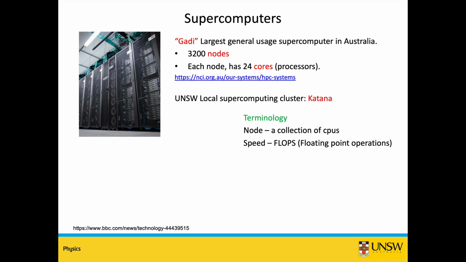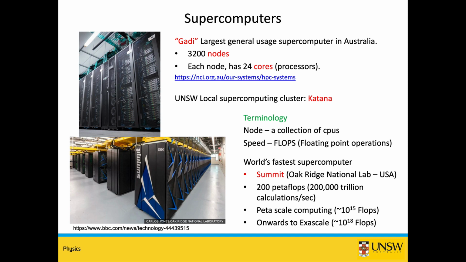And some terminology here. So what is a node? A node is basically a collection of CPUs. Inside a node of the supercomputer, you can have a certain number of CPUs. In this case, we say that there are 24 cores, 24 processors per node. And when you are talking about a supercomputer, you have to talk about its speed also as a metric. And the speed is defined as the number of floating point operations you can do per second. It's called flops.